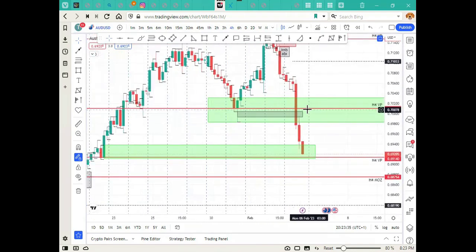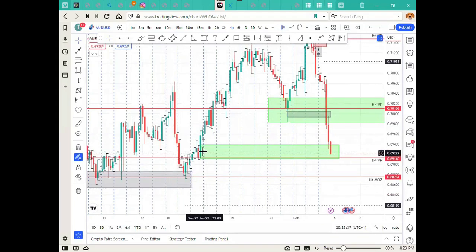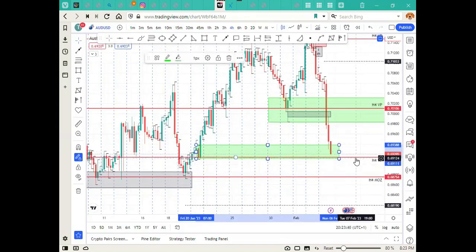So this is the last red candle you can see here on H4, and you see we mark out the validation point, and the market is close to that point.